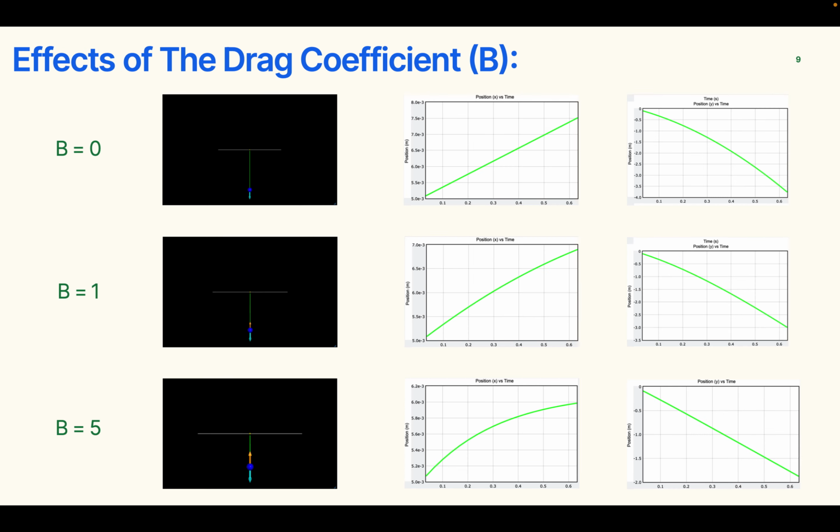So this first one, b equals 0, is when the drag coefficient is 0, so there's no drag. As you can see, this is an ideal prediction of projectile motion. There's only gravity being applied, making it linear and sort of parabolic.